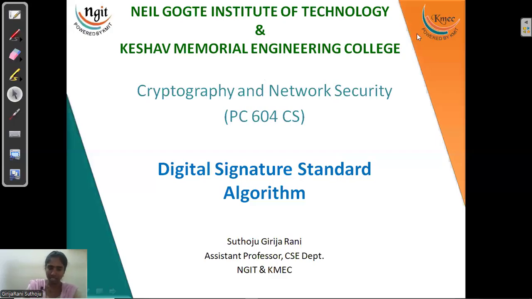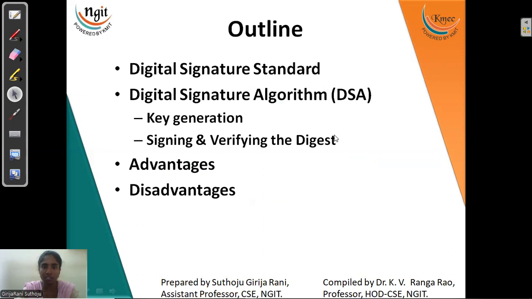Students, now we are going to discuss the digital signature standard algorithm. Before moving to the algorithm, first we have to know its standard. So let us move with the outline, where we are going to have a list of standard algorithms. In the algorithm, we have two subparts: key generation, and signing and verifying the digest.